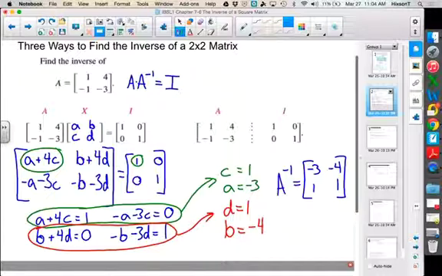Now, it is possible for a matrix not to have an inverse. Alright, we'll look at how that comes about on Monday when we look at our other two ways of finding the inverse, okay? But this is one way, okay?